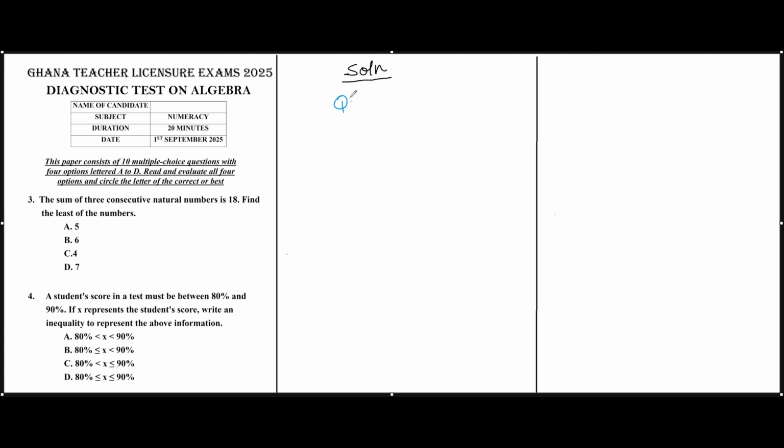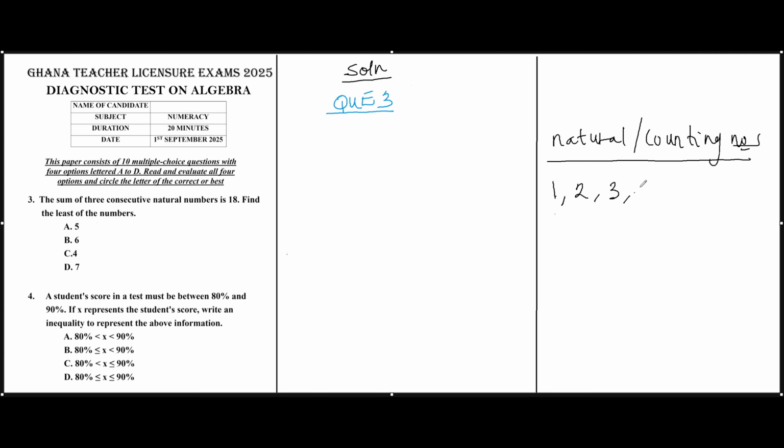Question 3. The sum of 3 consecutive natural numbers is 18. We have to find the least of the numbers. So what do you mean by 3 consecutive natural numbers? First of all, you know that natural numbers are also known as counting numbers, and I hope you can list them. So the first natural number here is 1, followed by 2, we have 3, we have 4, 5, 6, 7, 8, up to infinity. So these are natural numbers.